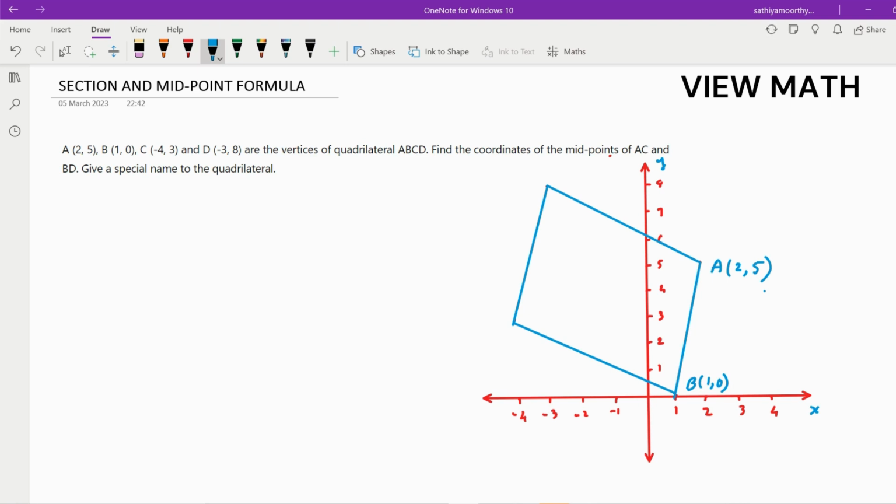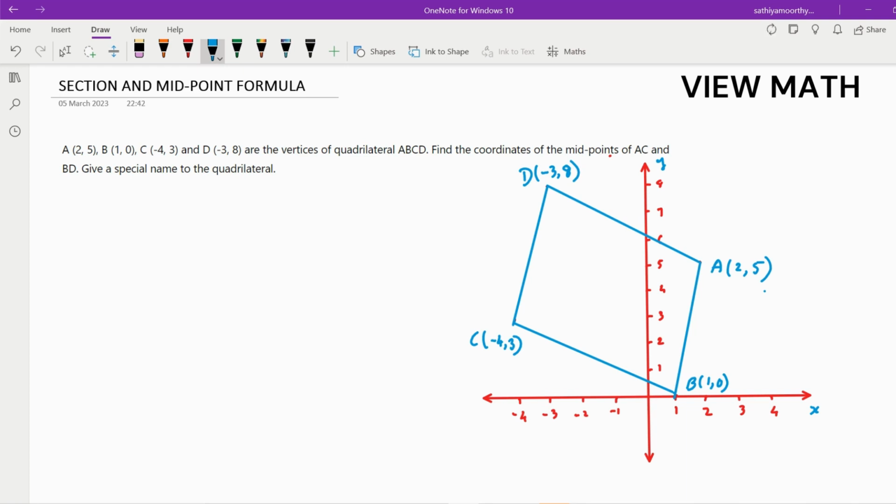C is (-4, 3). So minus 4 and 3. This is point C. Next D is (-3, 8). This is point D. So seeing the figure, we cannot say whether it is a parallelogram or rectangle or something like that. Then you cannot name the figure.